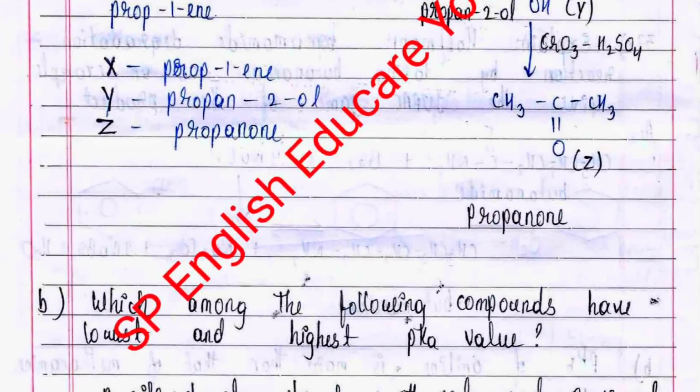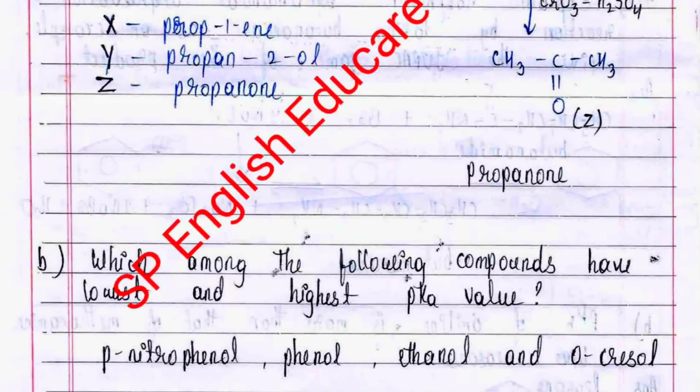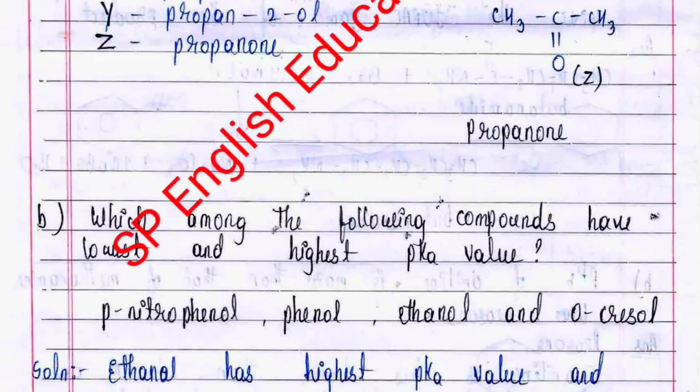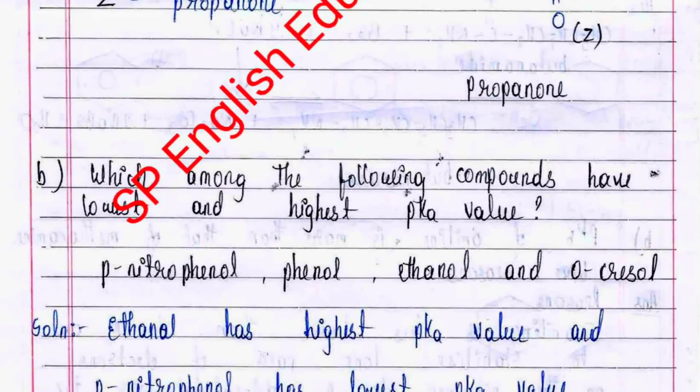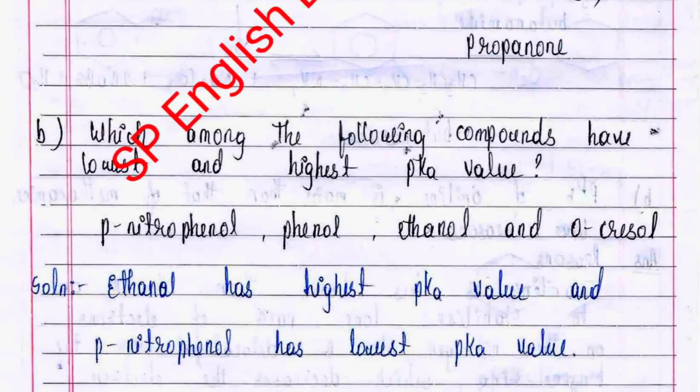B. Which among the following compounds have lowest and highest pKa value? P-nitrophenol, phenol, ethanol, and o-cresol, and the answer is below.